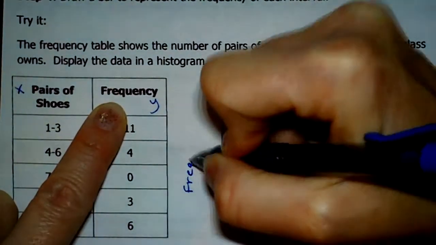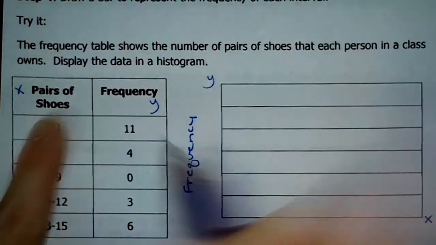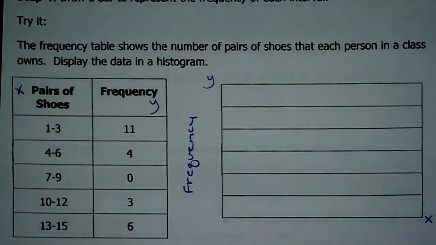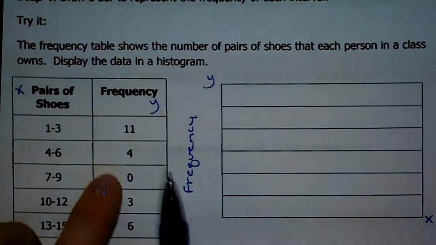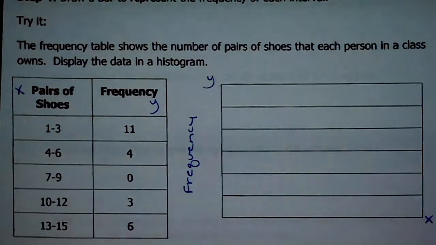And does it matter if you mix them up? Yes, it does. So make sure you put the x on the x-axis and the y on the y. There's that independent data and the dependent. The dependent data is the data that we count. We counted how many people had this number of shoes.